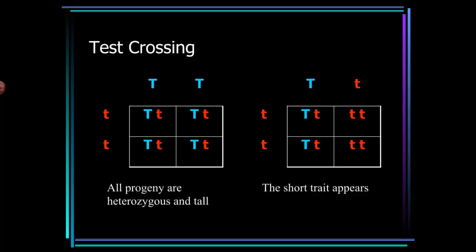If we get only tall offspring, then that means that the unknown tall plant must have been homozygous dominant because there's no way that you could produce a short plant if that's the parent. But if we do get short plants, and it's like 50-50 over here on the right, then that means that the unknown tall plant at the top was heterozygous because it was able to produce short plants with another short plant. That's what a test cross does. It tells you what the particular genotype of an unknown plant was, especially if it has the dominant trait.